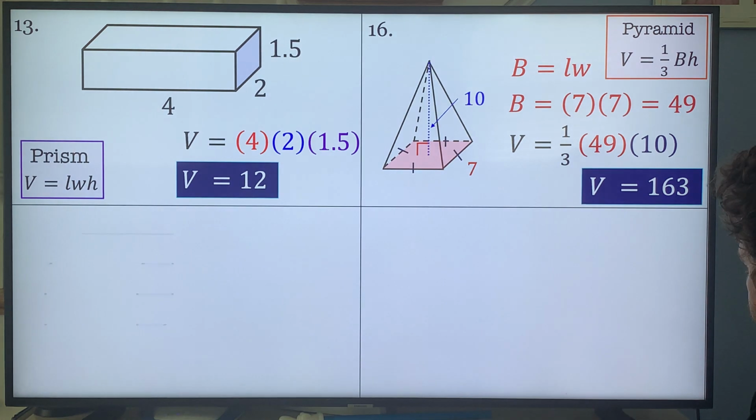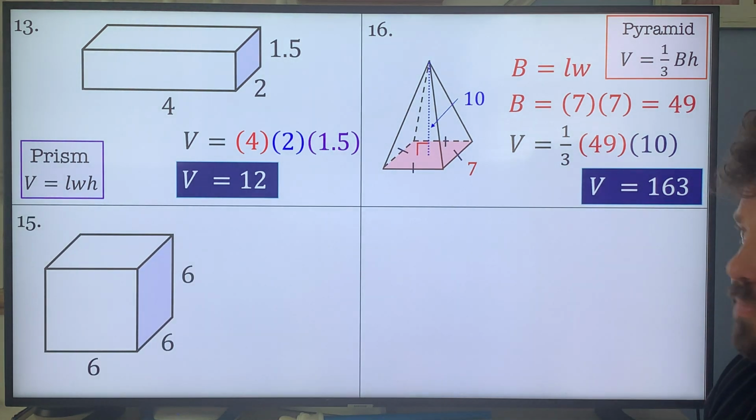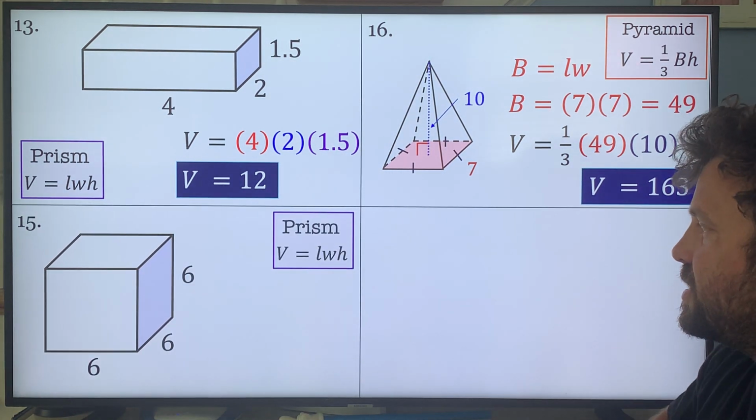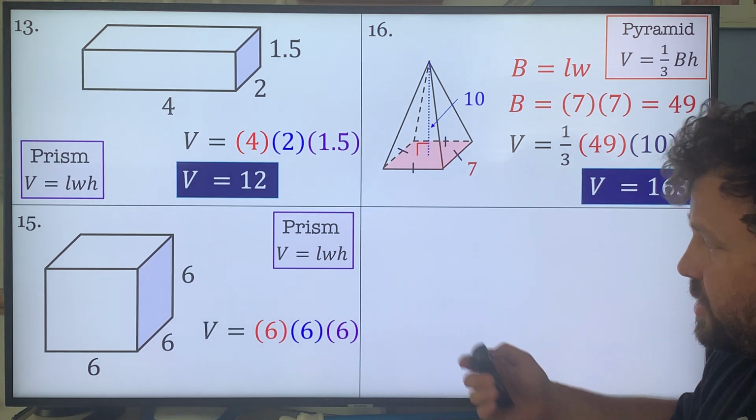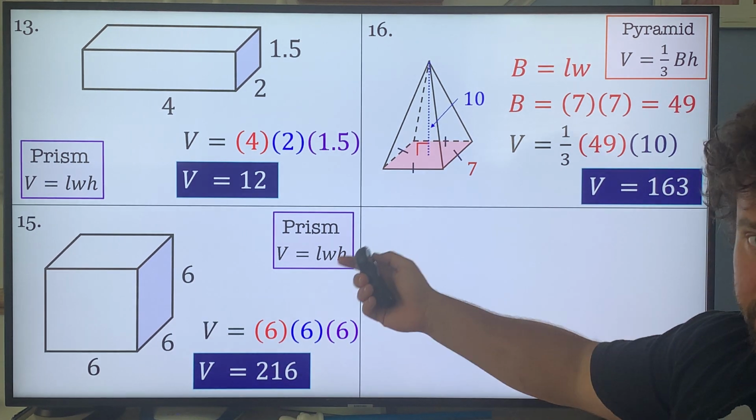All right. 17 over here. What's that? You can call it a prism, 6 times 6 times 6. Or you can call it a cube, which is 6 cubed, 216. Both ways give you the same answer.